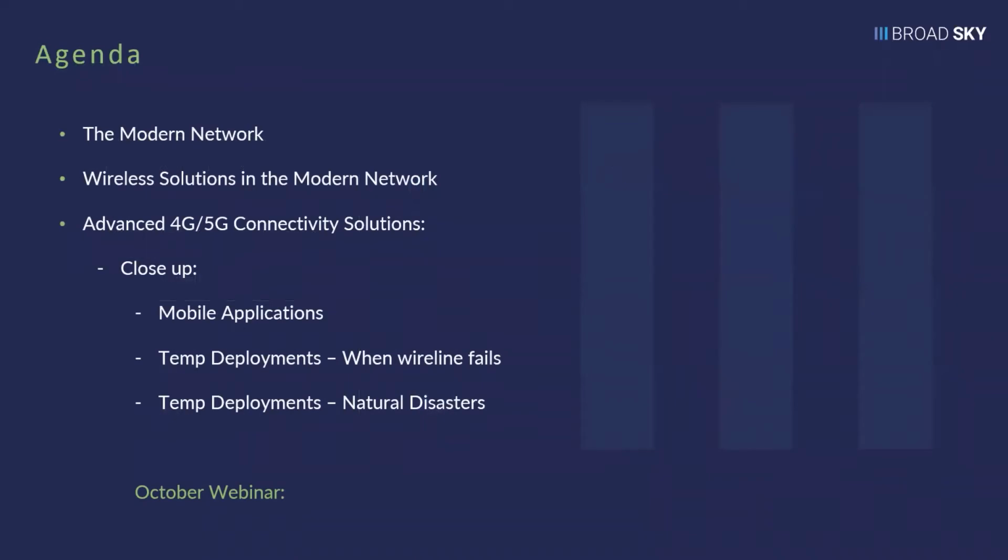So, wireless solutions in the modern network, and then talking about 4G, 5G. We're going to talk today about mobile applications, temp deployments, and temp deployments for natural disasters. Either a temp deployment where you're putting a fiber circuit out there, but the fiber is not going to get delivered in time, which happens all the time, or if we get to an emergency and we lose connectivity. After every hurricane, September through November around Broad Sky is always very busy because we're always sending out units for people who've lost their connection. In that period of time until we get it out there, and we get it out there fast, they are hard down.